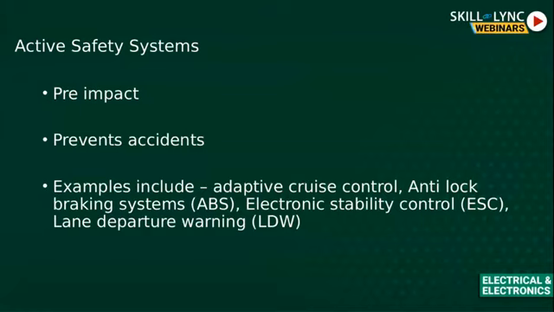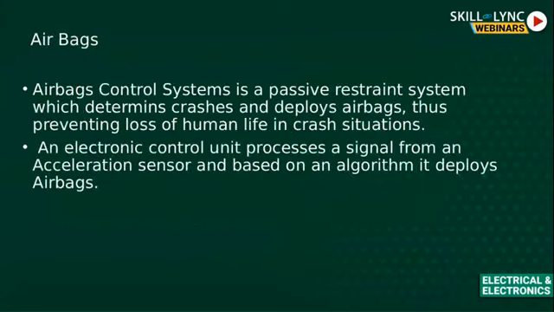Now imagine the active safety system fails and the car meets with an accident. After that point, the passive safety system comes into the picture and it ensures that in spite of the accident, the lives of passengers are saved. So we're going to see these one by one. Starting with the airbag control system. Before I get into airbags, I want you to know that airbags can be dangerous, and we'll get to this point at the end of the webinar.